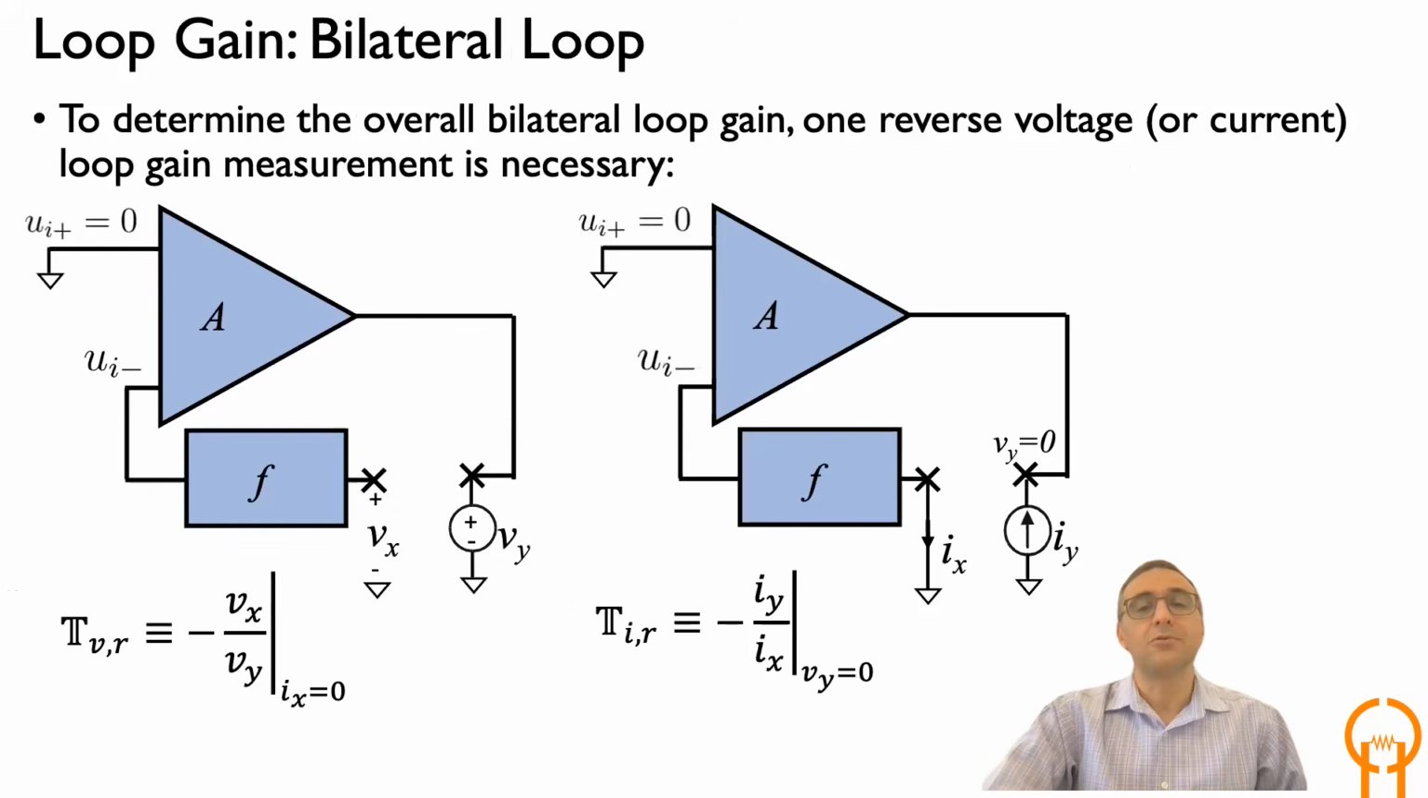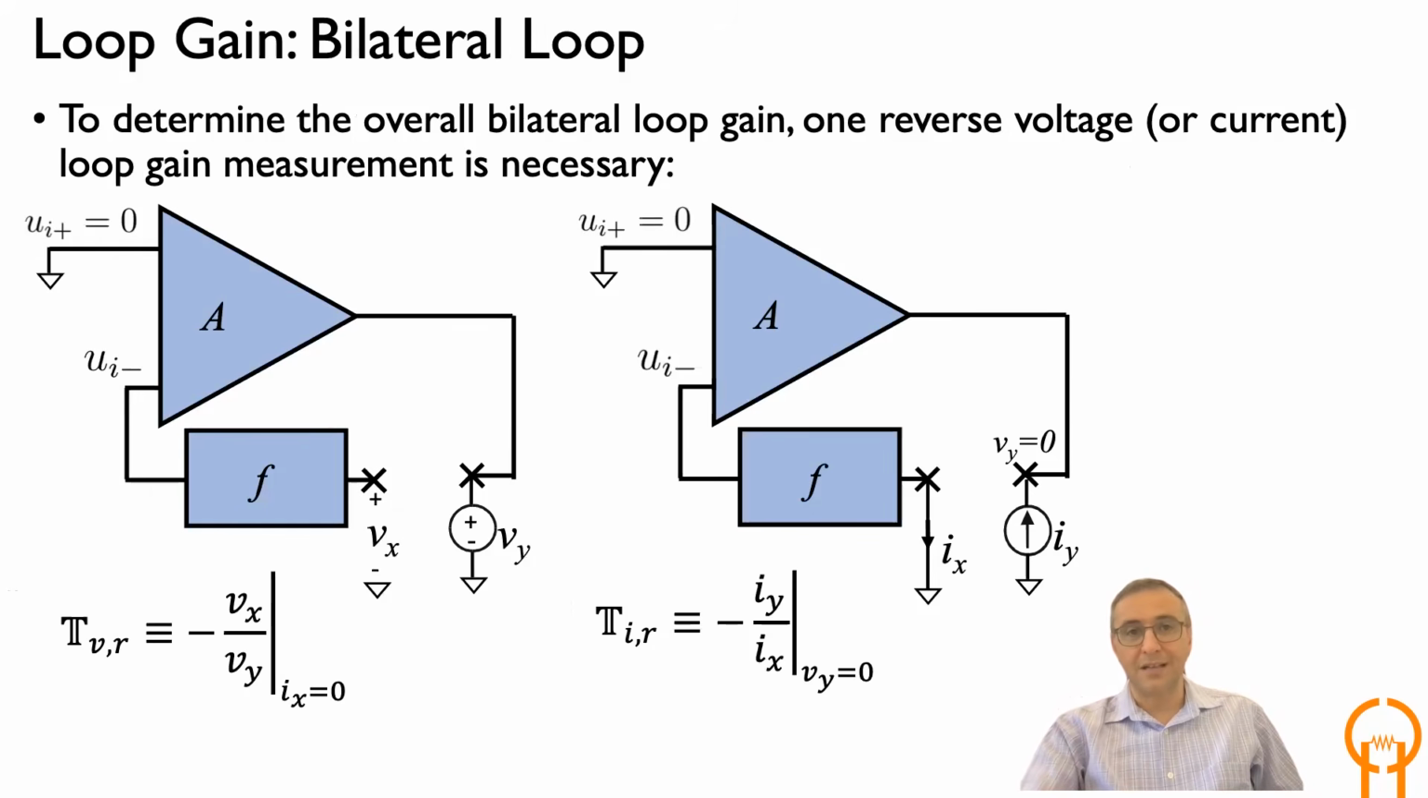Now, the question is, what if you have a bilateral loop? What if you have a loop where the signal can go in the opposite of the primary direction? In these examples, it would be going counterclockwise, so basically going backwards through the amplifiers and coming backwards through the feedback. If that is the case, you can still calculate the overall loop gain.